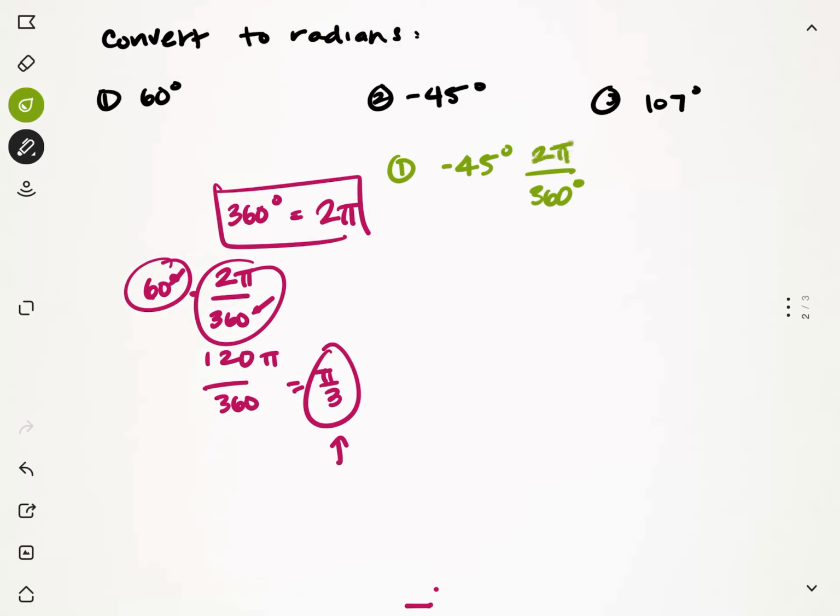So negative 45 times 2 is negative 90 pi over 360. The degrees canceled out. And then we can reduce 90 and 360. That'll be negative 1 pi over 4. And we'll be good.